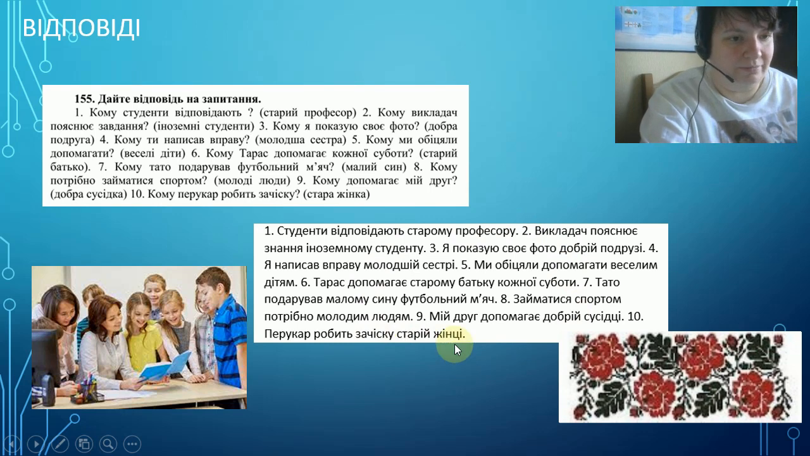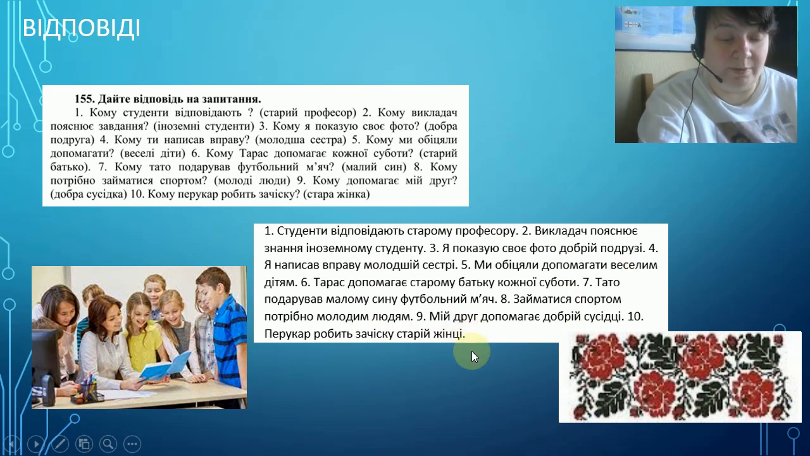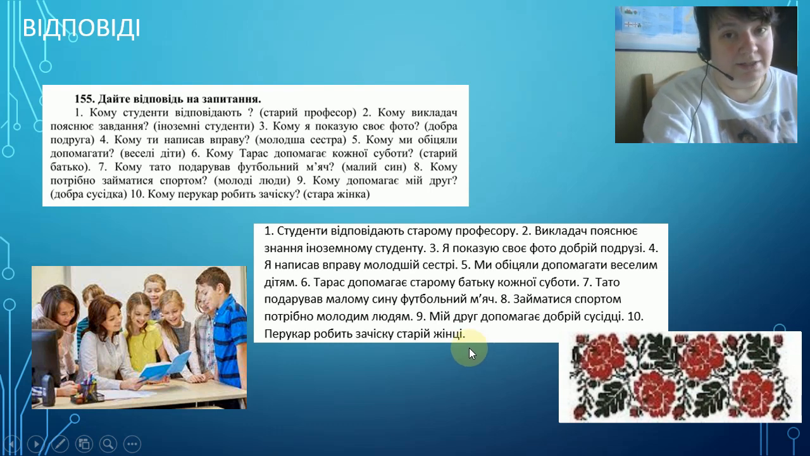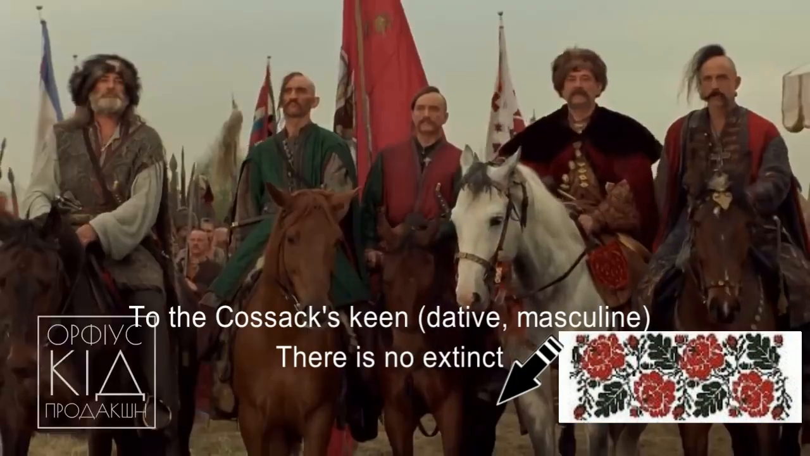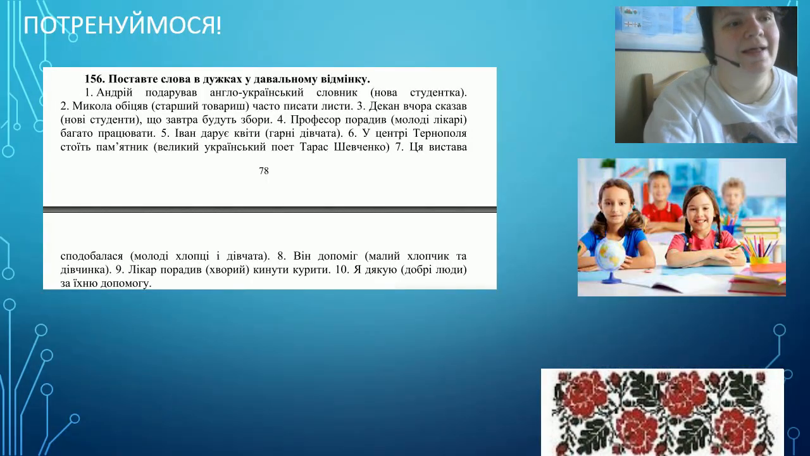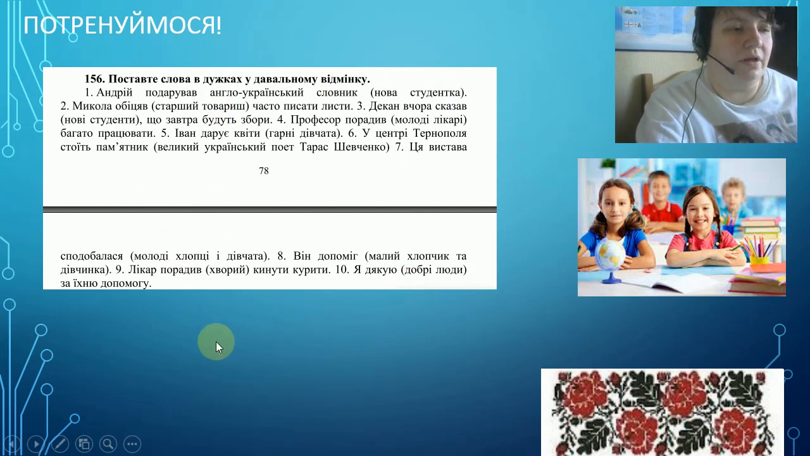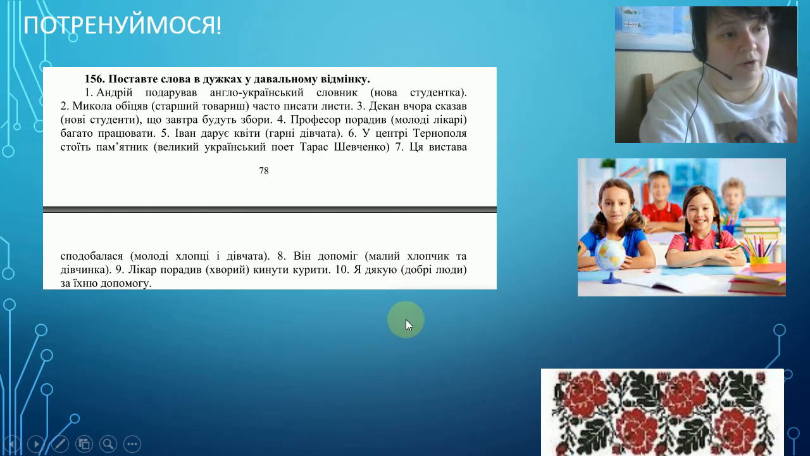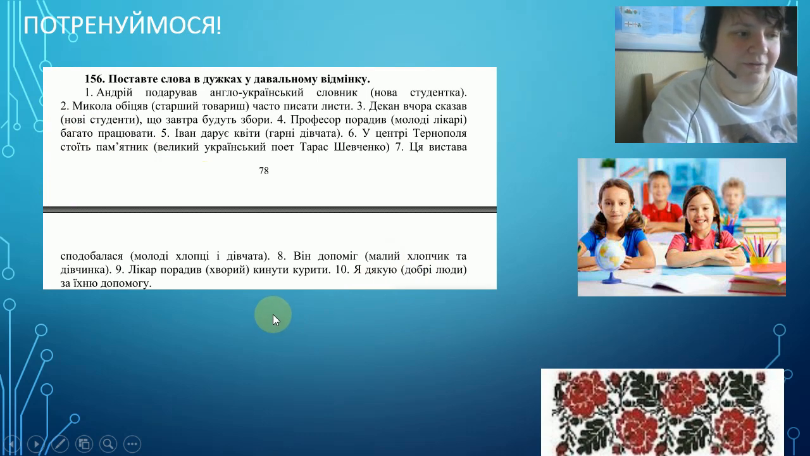So, you see that everything is according to the table that we have looked through. So, let's continue our practice, and maybe you will understand more. Козацькому роду нема переводу. Потренуємося. Let's practice some more. Here we have the sentences, and we need to put the words in brackets in dative case. Let's look through this exercise. You can stop the video, look through it, and in the next slide, we will check what you have done. I hope everything will be correct. So, stop, write down, and then we will check.